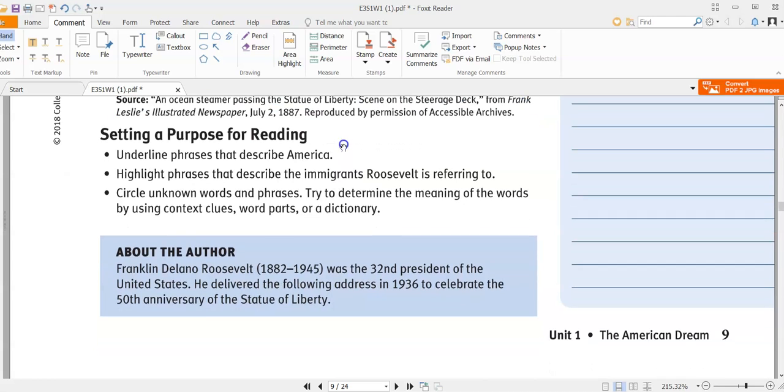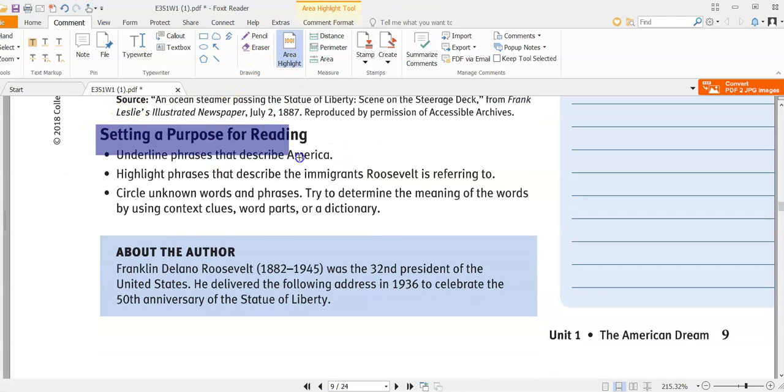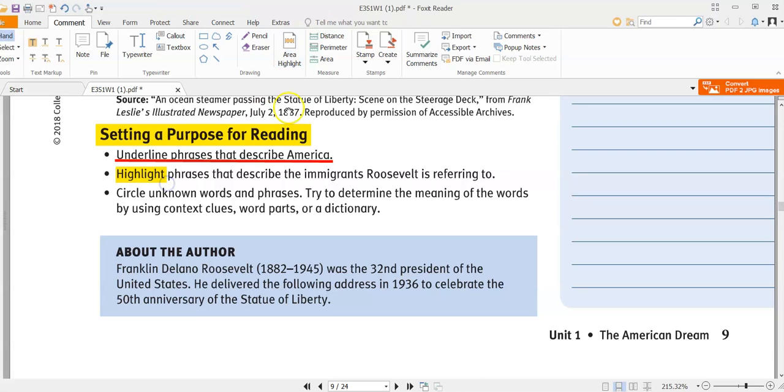So, setting a purpose for reading. That is the most important part of reading. So, we're going to be underlining phrases that describe America. That's pretty straightforward. So, anything we see that describes America. Highlight phrases that describe the immigrants Roosevelt is referring to. Circle unknown words and phrases.